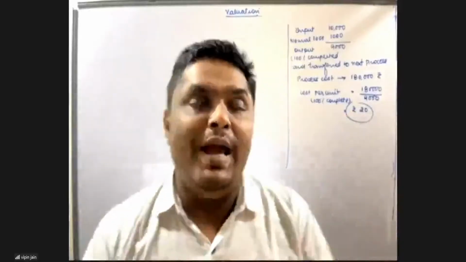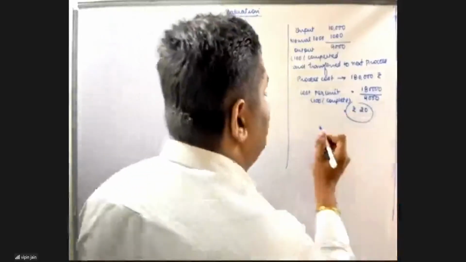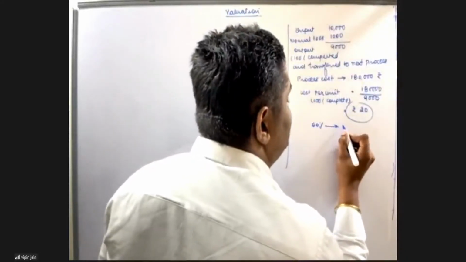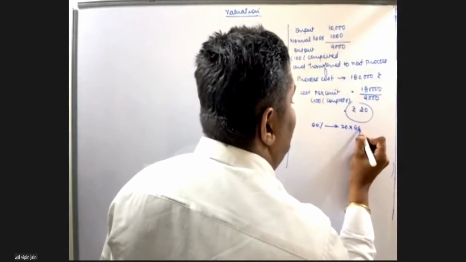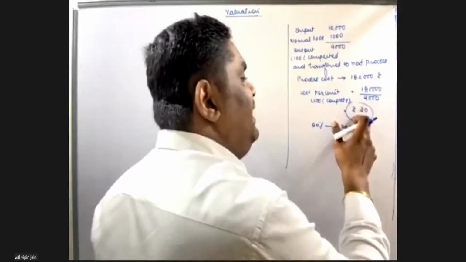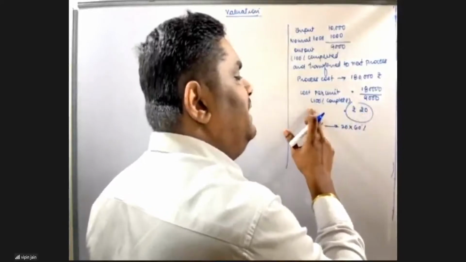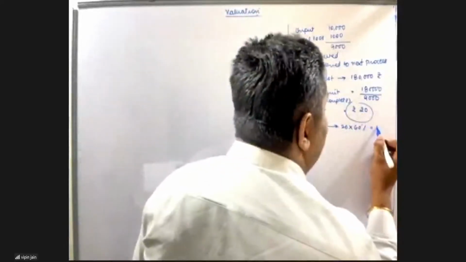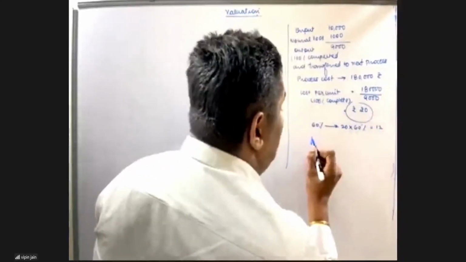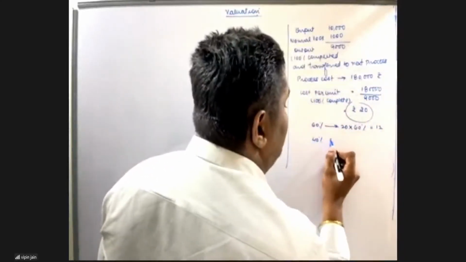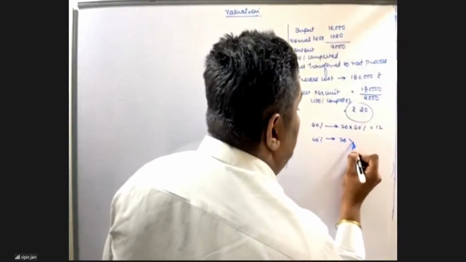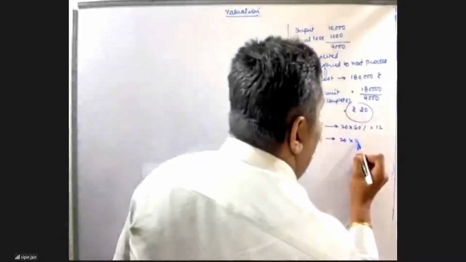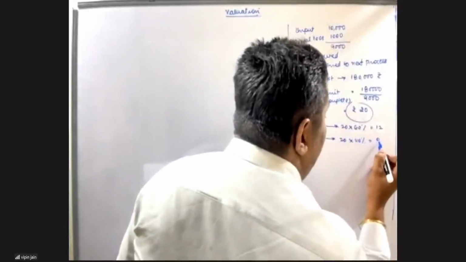Now, if we want to calculate the cost of units that are 60% complete, the cost of a 60% processed unit will be how much? 20 into 60%, because 20 is the cost of a 100% completed unit. If the units are 60% complete, the cost is very simple, 12 rupees. If we want to calculate the cost of a 40% completed unit, again we can easily calculate: 20 is the cost for a 100% completed unit, so for a 40% completed unit, it will be 20 into 40%.